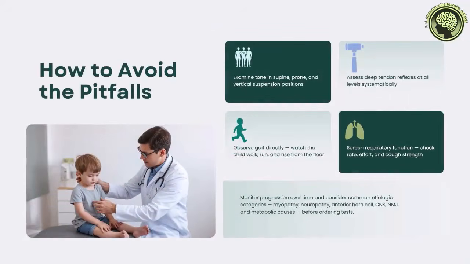Several practical steps can reduce diagnostic errors. Tone should be examined in different positions, including supine, prone, sitting, standing, and in infants during vertical or horizontal suspension. Deep tendon reflexes should be assessed systematically at multiple levels. The child should be observed walking, running, turning, climbing steps, and rising from the floor. Respiratory rate, work of breathing, cough strength, and use of accessory muscles should also be assessed. Finally, progression should be documented over time.